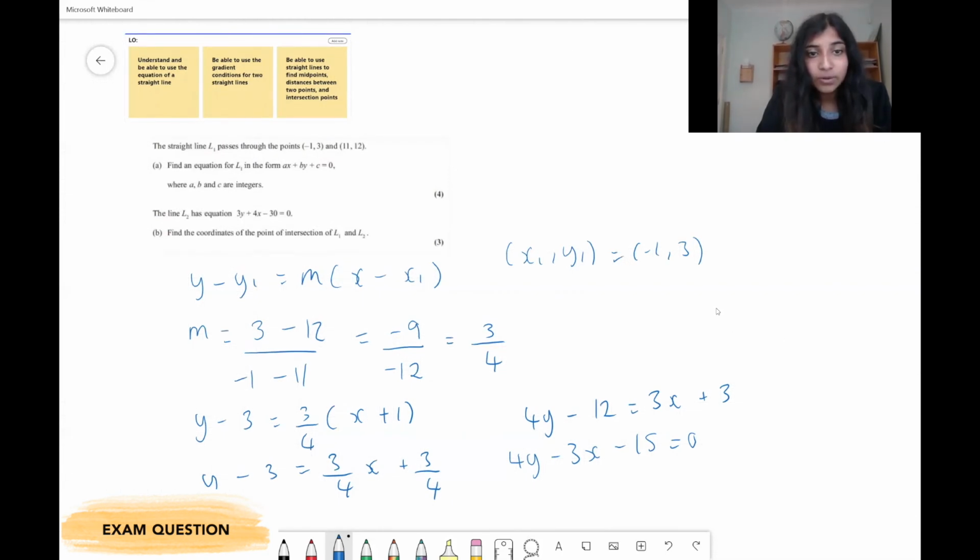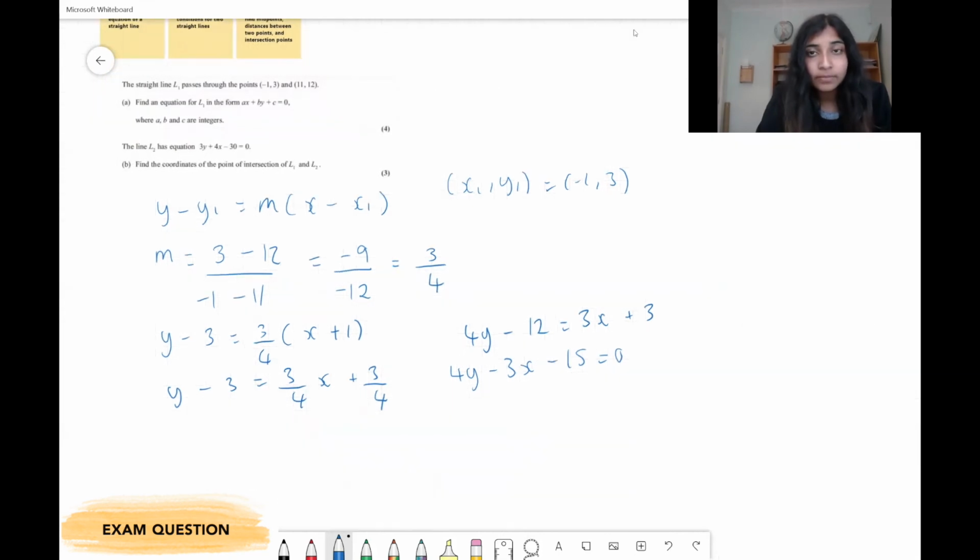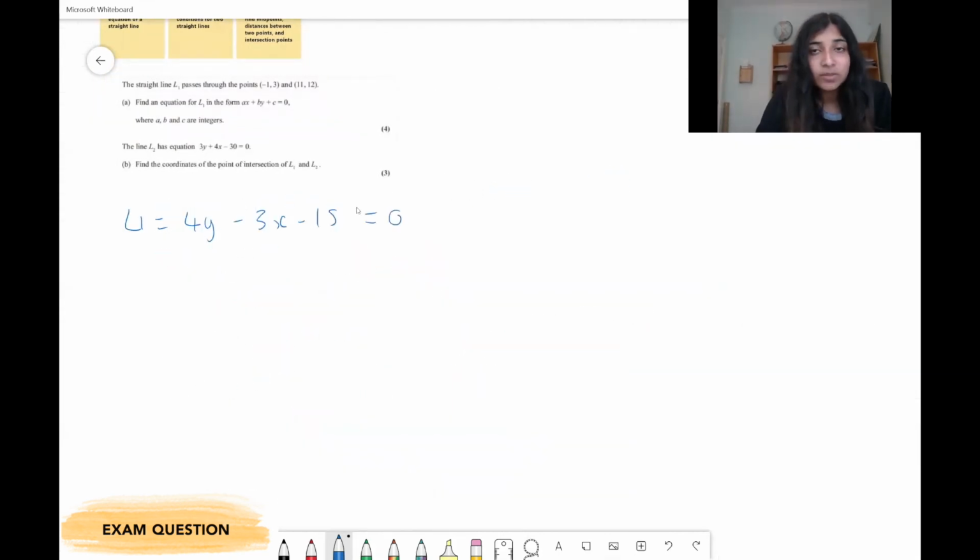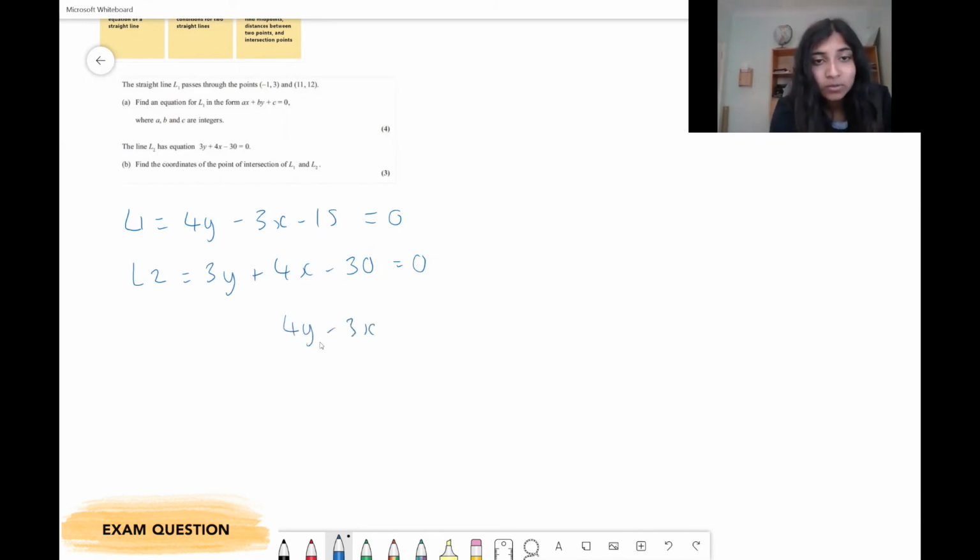Now if we move on to part B, we want to find the coordinates of the point of intersection of L1 and L2, with L2 being 3y plus 4x minus 30 is equal to 0. So if we write that out, to do this we can make them into two simultaneous equations again. If we rewrite that, we'd have 4y minus 3x equals 15. Then we'd have 3y plus 4x is equal to 30.